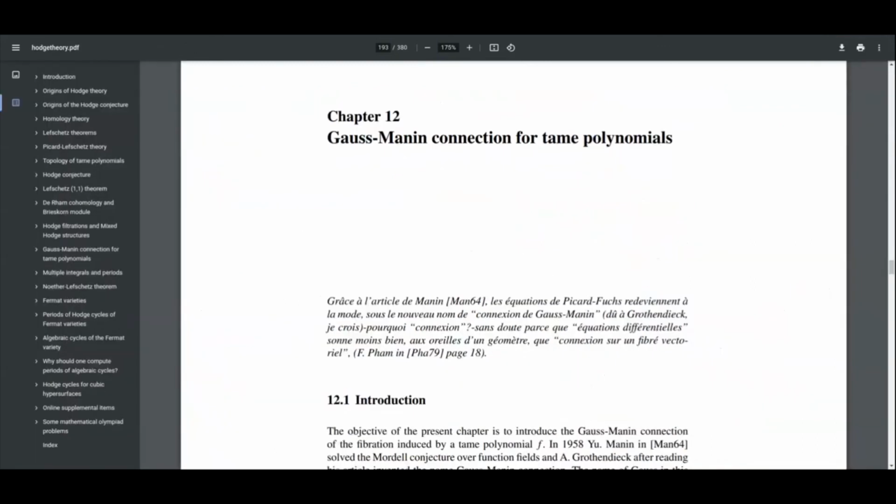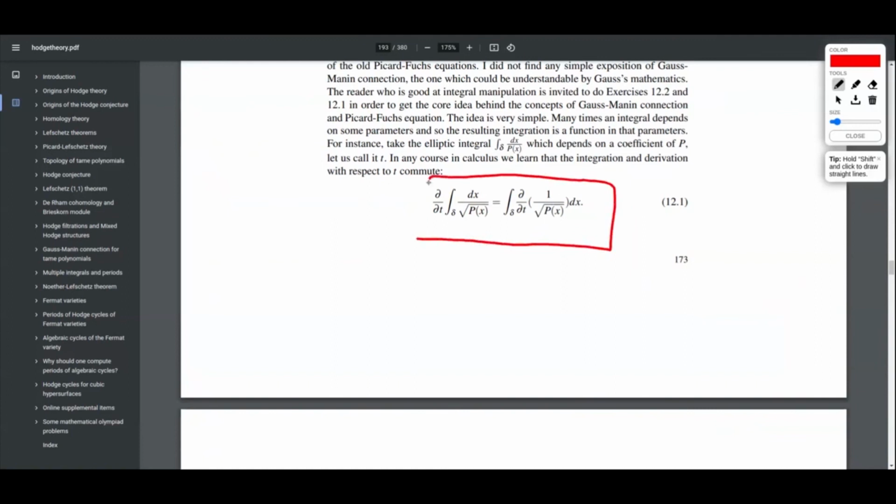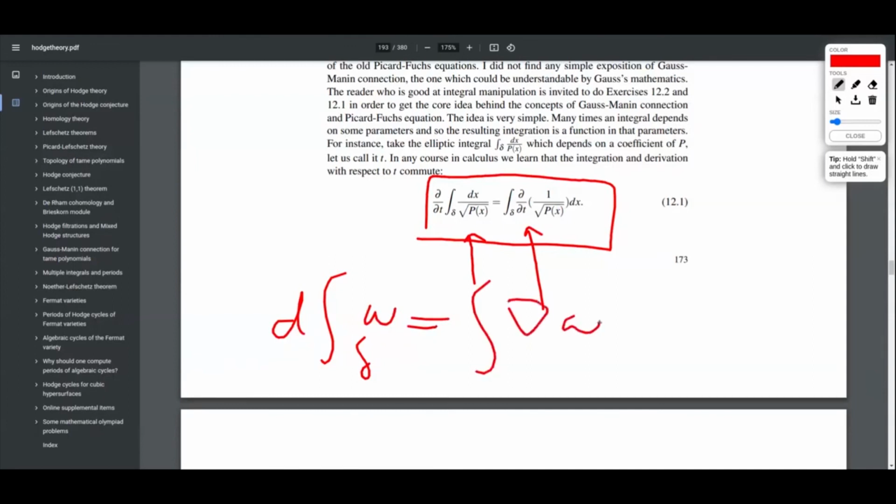A more elementary version of the Gauss-Manin connection is presented in Chapter 12 of my book. It contains a historical account of the Gauss-Manin connection, which is basically like this derivation of some integral which depends on some parameters. It goes inside. Remember that this was written ten minutes ago as something like this: nabla, omega, delta.